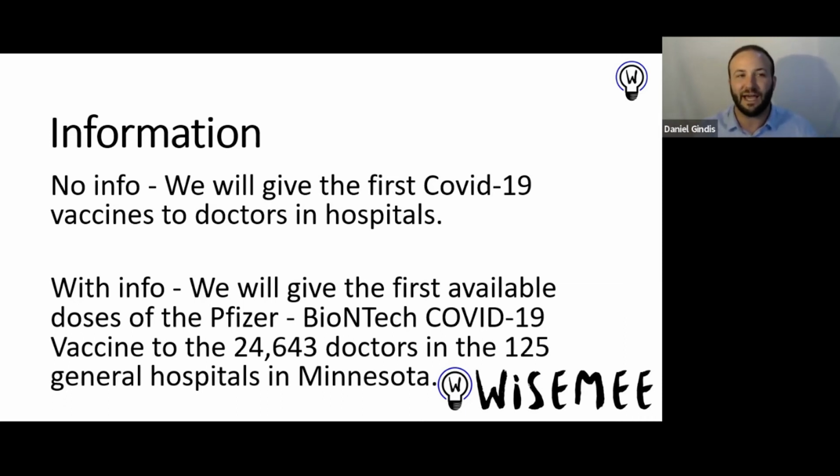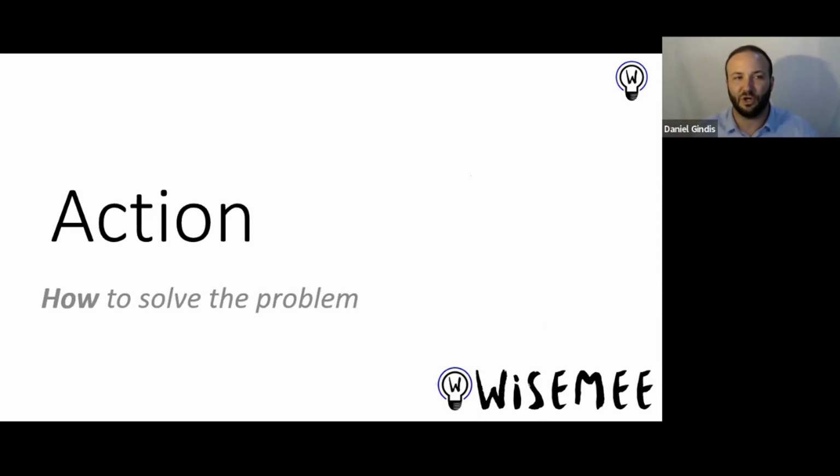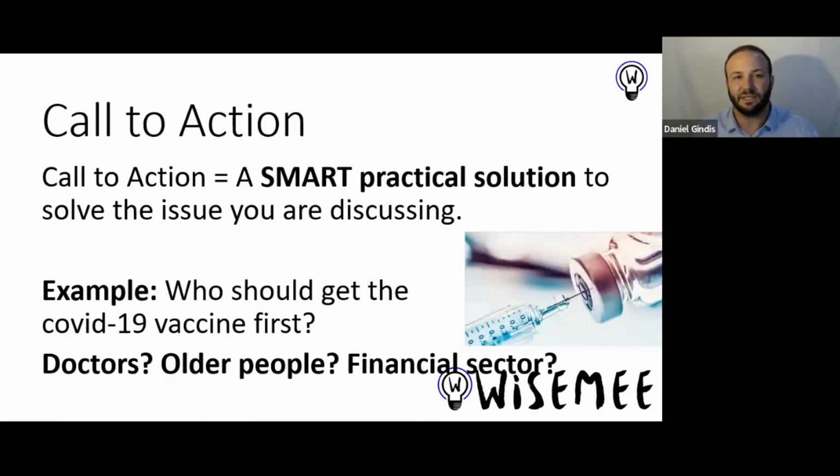We're now going to move on to action: how to solve the problem. This is a part where, if we get clashed, you might think, I'm being specific on what I want to do and I brought some facts, so I'm ready to go. No, we're still missing the details of how you're going to do it. A call to action is a smart, practical solution to solve the issue that you're discussing. For example, who should get the vaccine first? Doctors, older people, the financial sector.